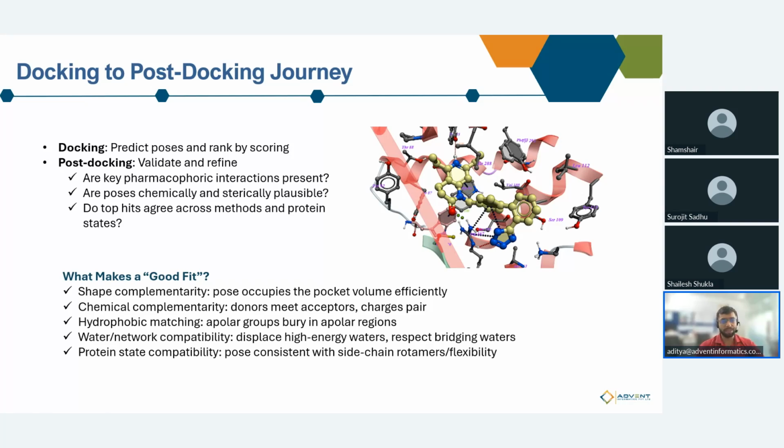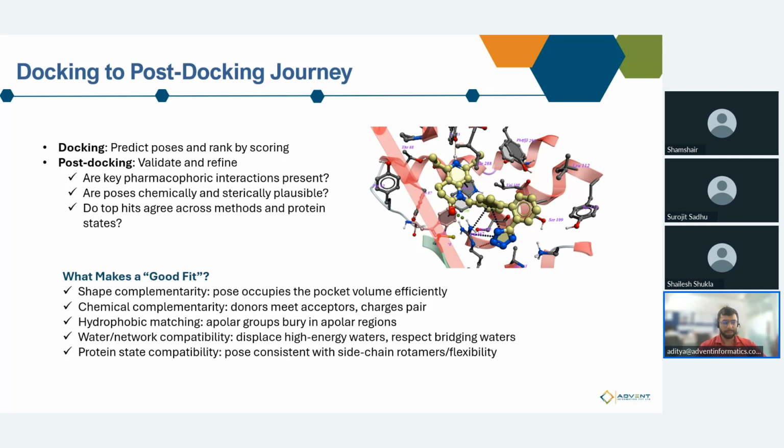Firstly, we need to understand the shape complementarity. The shape complementarity basically means the volume that the receptor pocket has and the ligand which is fitting inside it. Secondly, the chemical complementarity is when the donor part of your receptor meets the acceptor part of your ligand small molecule and vice versa. We need to look into that. Also, we need to balance the charge on both sides if you have charged moieties. We need to understand hydrophobic matching, so all the apolar regions in your small molecule should be buried in apolar regions in your receptor.